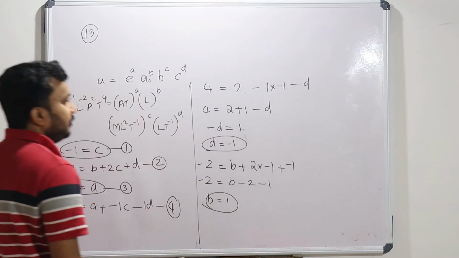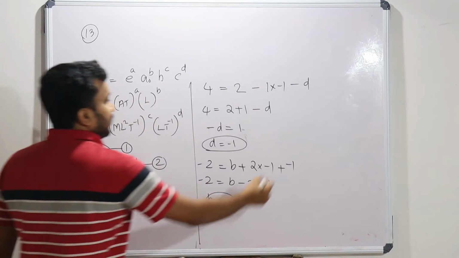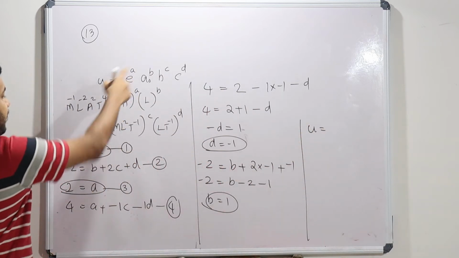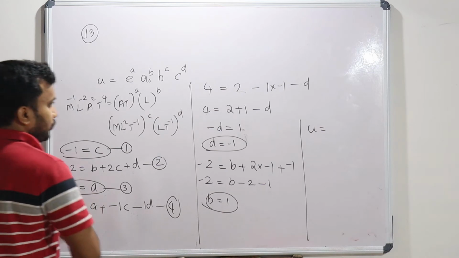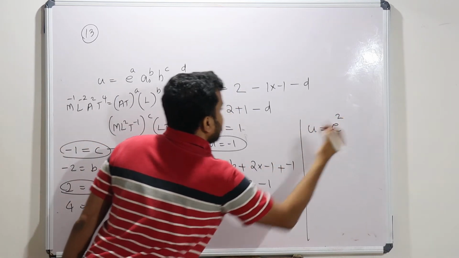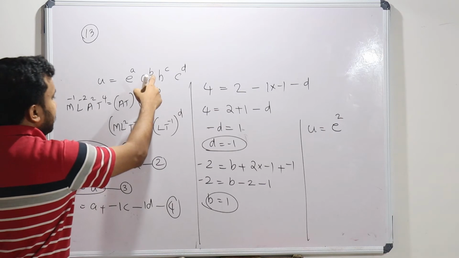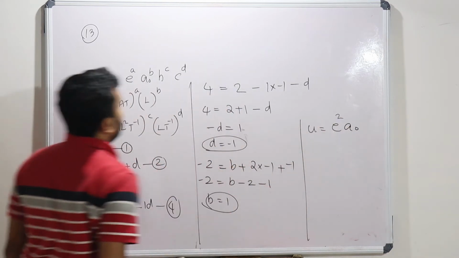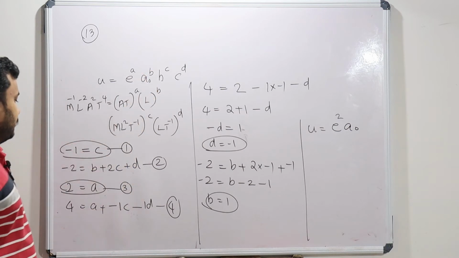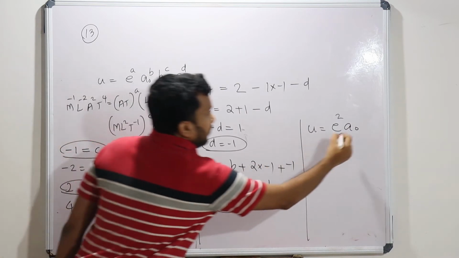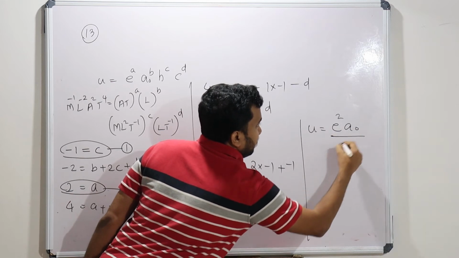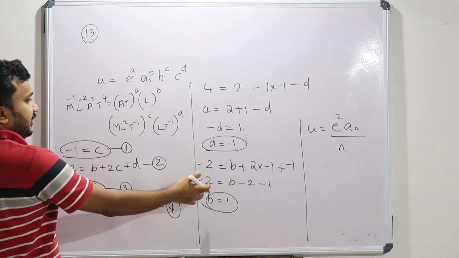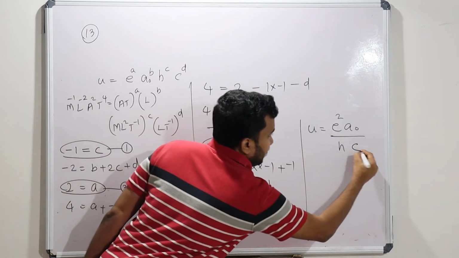We got all the values and we are substituting them, and the equation of U we are going to write. E power A, what is the value? A is equal to 2. So it becomes E square. A0 raised to B, what is the value of B? B is 1. So A0. And H raised to C, what is the value of C? C is equal to -1. So H power -1 means H will come in the denominator. And C power D, D means -1. So C will also come here.